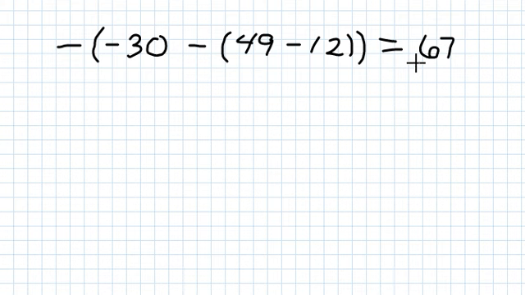Alright, goal is to get this to equal 67. So let's see if that's true. Well, we've got 49 minus 12, so we want to get that first. Okay, so let's see, 4 minus 1 is 3, 9 minus 2 is 7, so 37. Alright, so this is 37 here. Now we got this minus still. Now we could put parentheses around this, but I'm just going to go ahead and drop the parentheses and put the minus there.